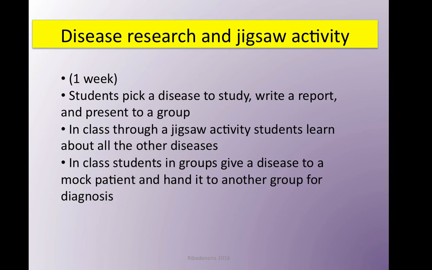So I did a disease research and jigsaw activity, and it was a 1-week project. For this project, students had to pick a disease to study. They had to write a report and present to the group. This report, by the way, was written with a little worksheet that gave them all the parts that they needed to include about the disease. I think I have an example of that coming up. And then in class, through a jigsaw activity, students had to learn about the other diseases. So they sat at tables and each one told them, and I'll show you how that went.